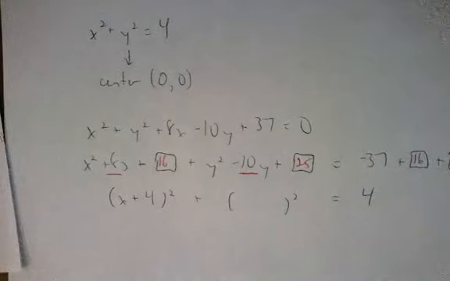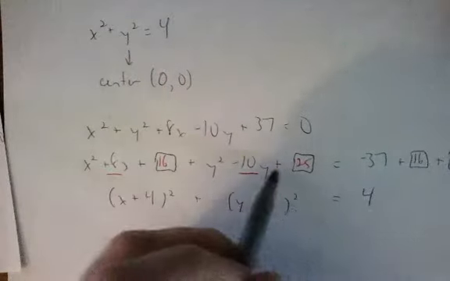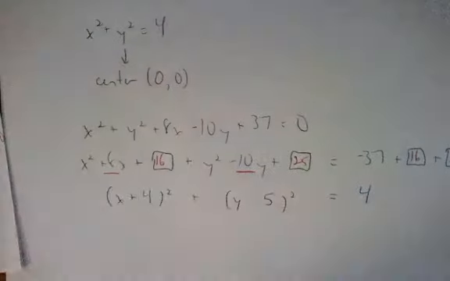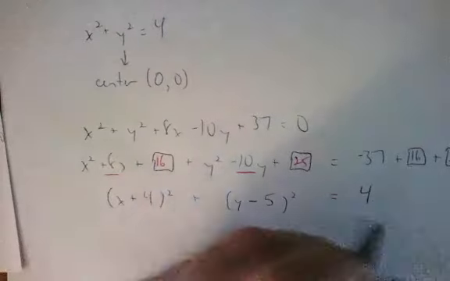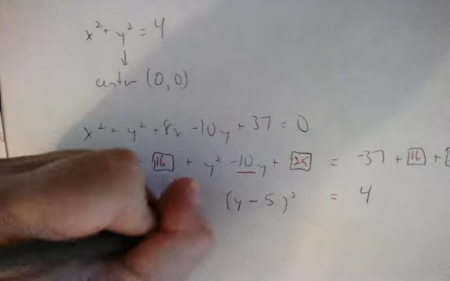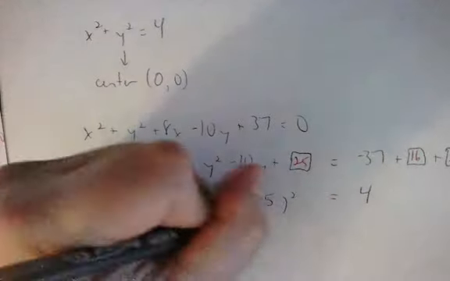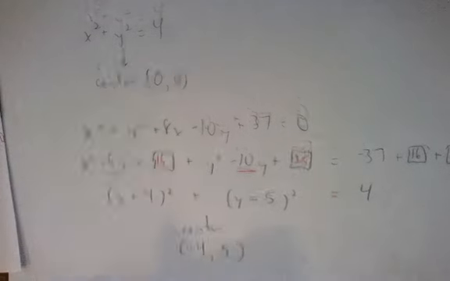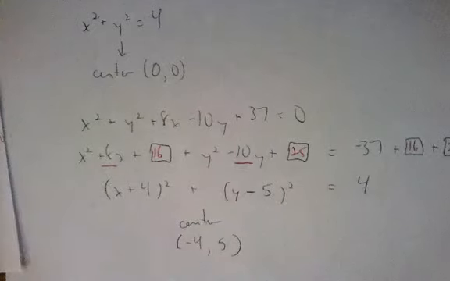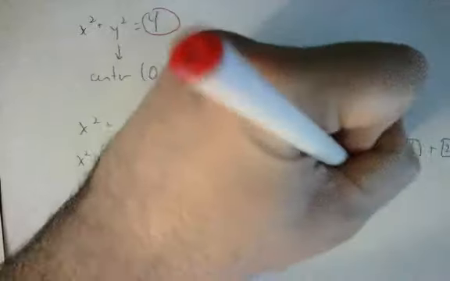Now filling in the binomial bubbles on the left side. Factors of 16 that add to 8, 4 and 4. Since the signs are both positive, the sign in that binomial bubble would be positive. Y. Factors of 25 that add to 10, 5 and 5. Since the signs are opposite, that would be a negative. Okay. Now from that equation, we can pull out the center, which would be negative 4, opposite of negative 5, positive 5.